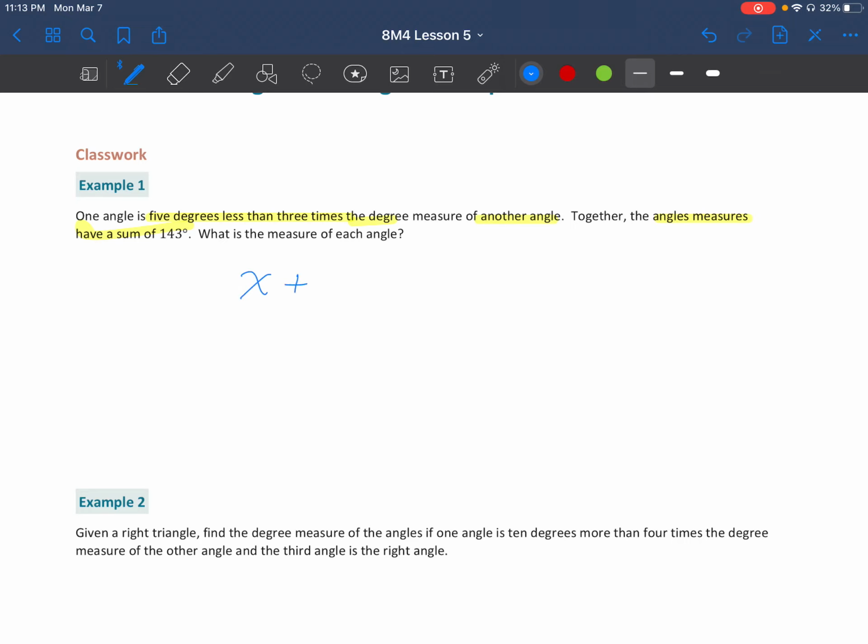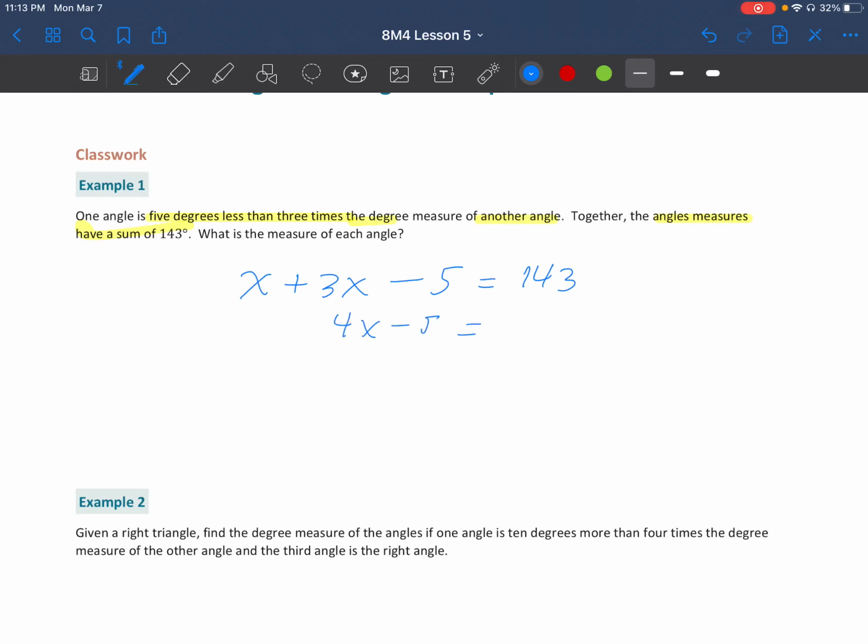All right, so we're going to call our angle x, and then we have 3 times that, so we're going to add that to 3x minus 5, right? Because it's less than 5. And that is equal to 143.